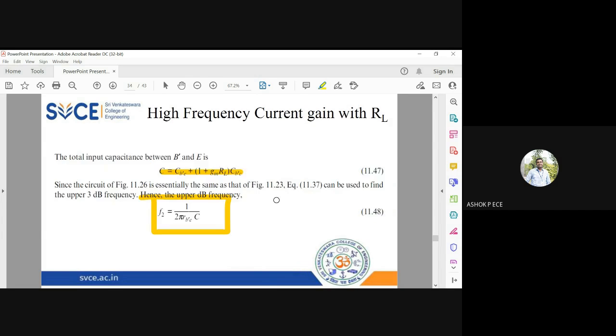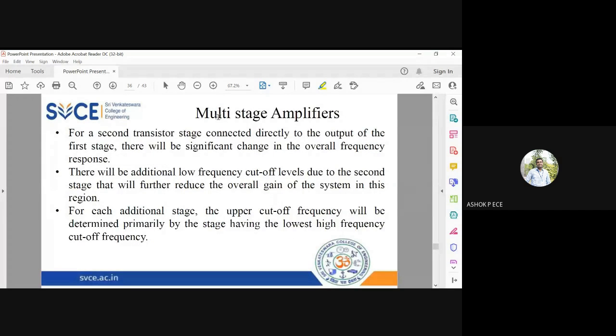So we'll go to the next topic, which is the last topic in Unit 2. It is multi-stage amplifiers.